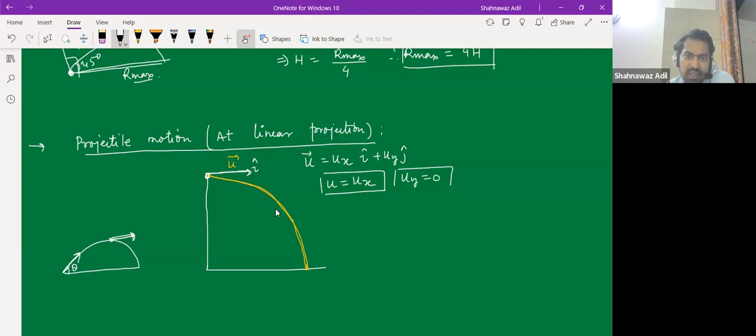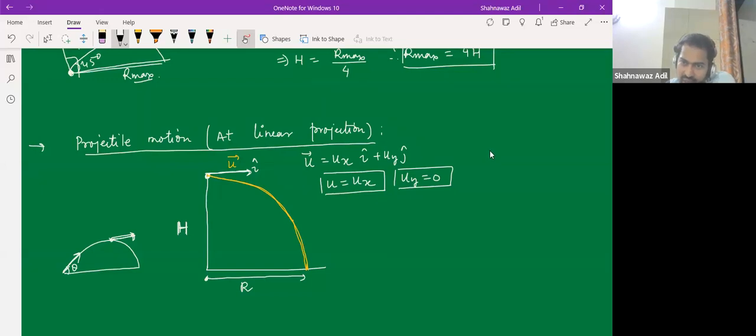This is the initial condition that I have, and this height is h. This height is h, and this is my range. Okay, so you guys tell me that. Let's see that this height is h, right?